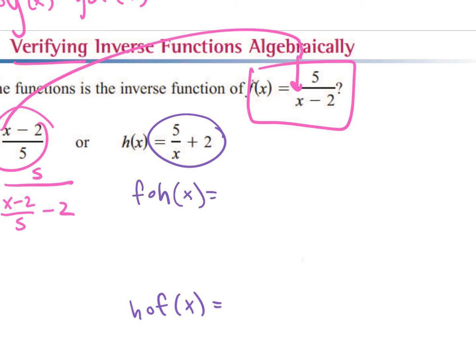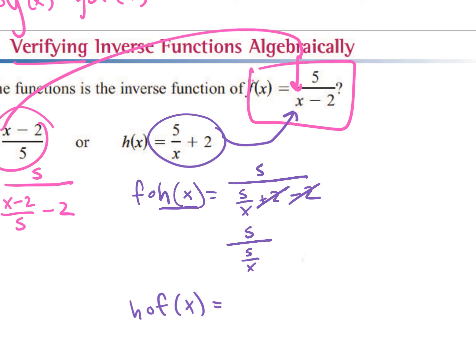So let's start. Since h is on the inside, I'm going to take h and plug it into the x in f. So I have 5 over (5 over x plus 2) minus 2. So here we have a plus 2 and a minus 2 that are going to cancel. So now I have 5 over 5 over x.